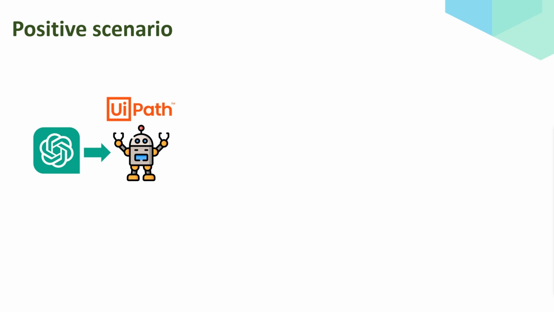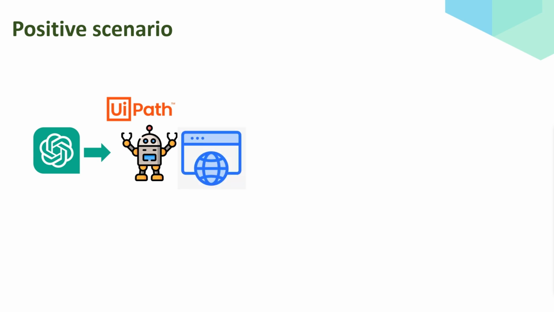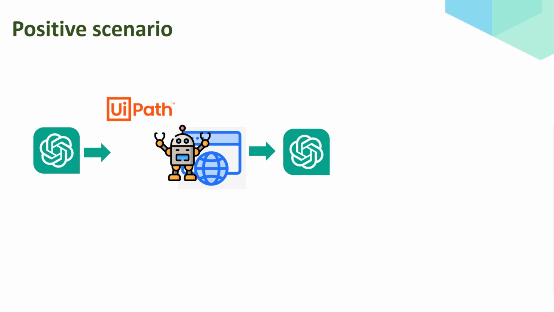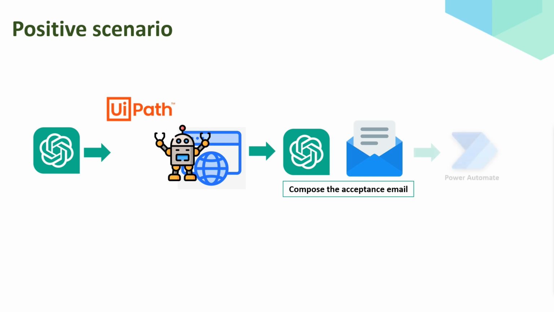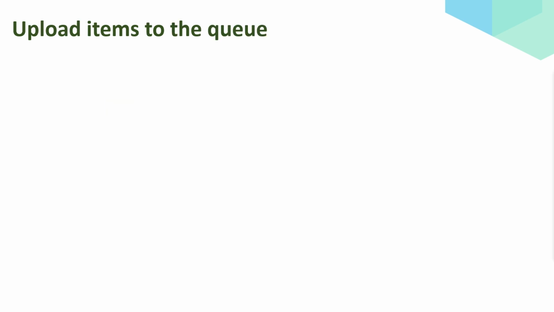After the user confirmation, the automation will be triggered directly from the ChatGPT, and UiPath robot will interact with core banking system to obtain the loan ID number and send it back to the customer using the same Power Automate flow. The second use case is more simple but equally interesting.